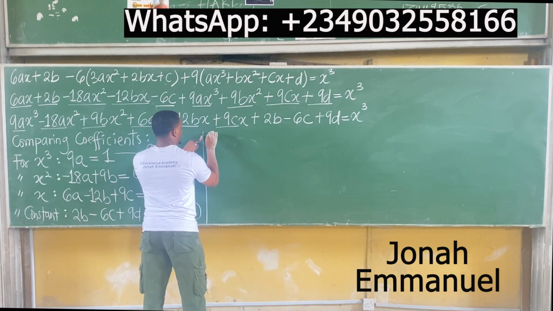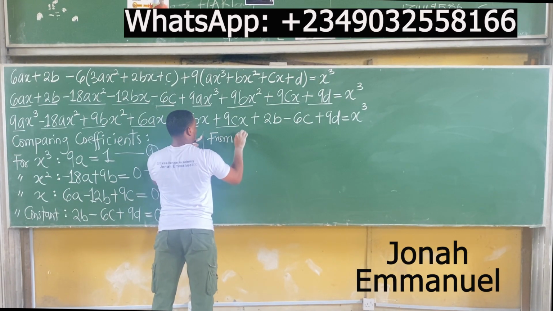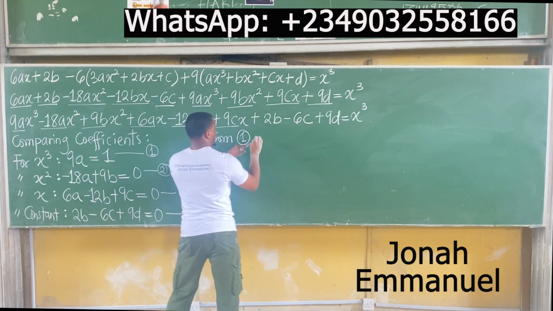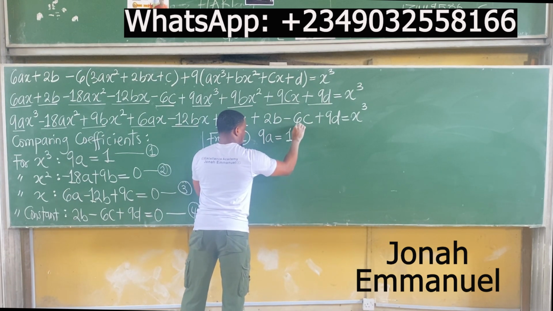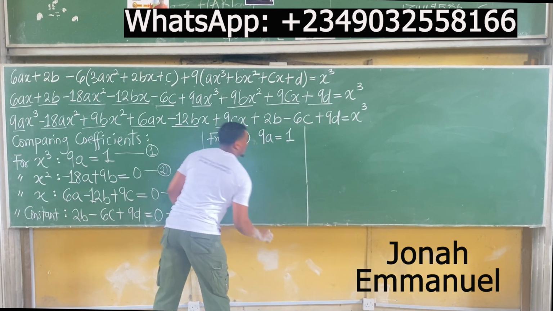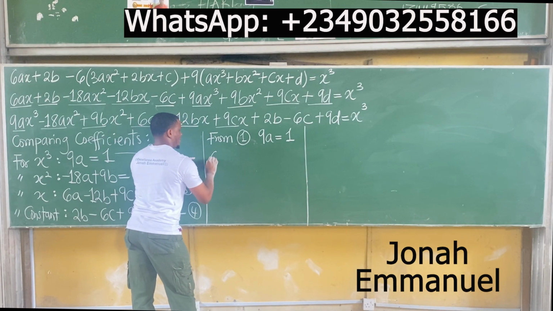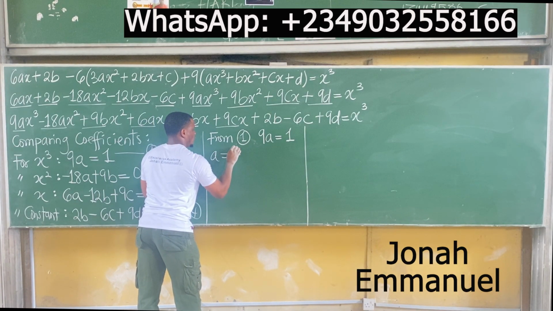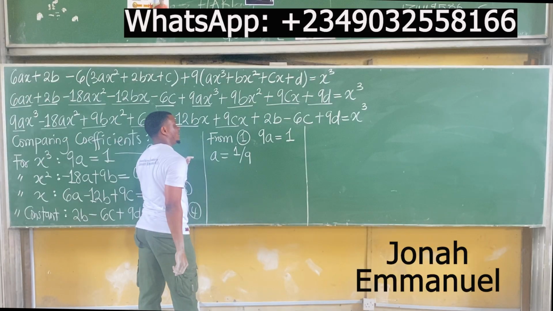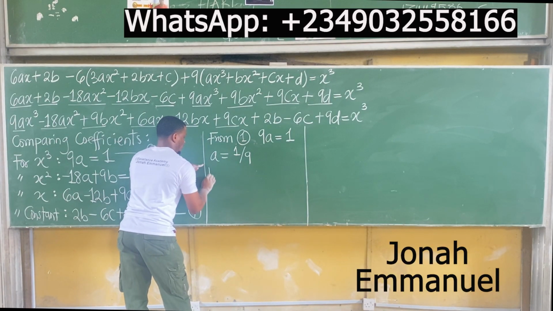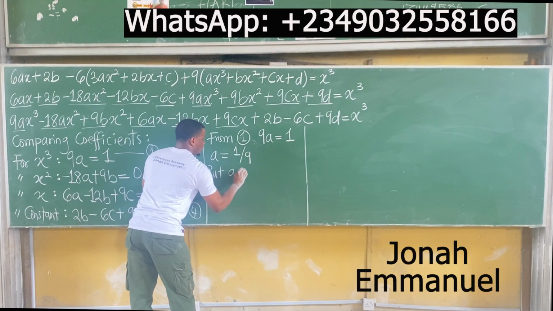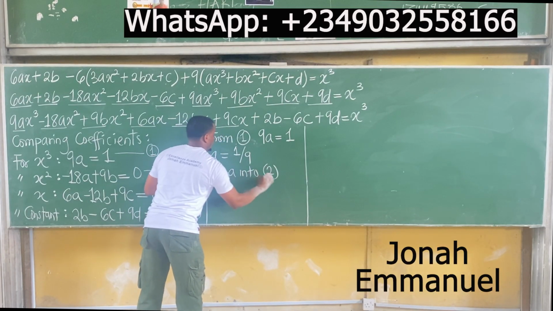From equation 1, we have that 9a is equal to what there? 1. So what's a? Just divided by 9, we have that a is equal to what there? 1 over 9. I've gotten a. Well, let's put a into equation 2.